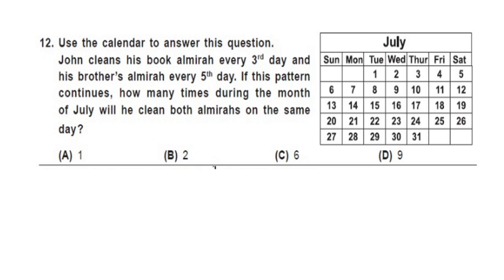Next question. Use the calendar to answer this question. John cleans his book Almira every third day and his brother's Almira every fifth day. If this pattern continues, how many times during the month of July will he clean both Almiras on the same day? Is it option A 1, option B 2, option C 6, or option D 9? Your time starts now.